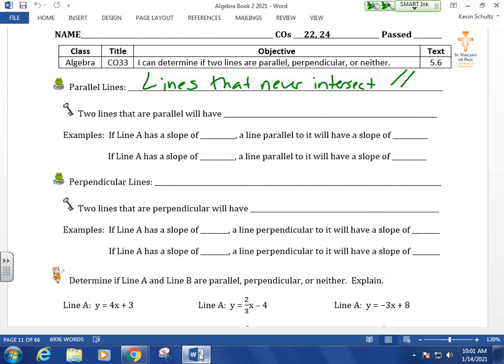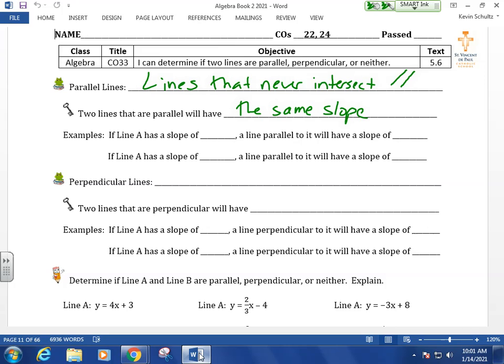And who can take that extra step and apply it to what we're talking about in this unit, graphs and lines and all that stuff? Why won't they intersect? What characteristic would those two lines have in common that would ensure they never intersect? Exactly. Two lines that are parallel will have the same slope, right?